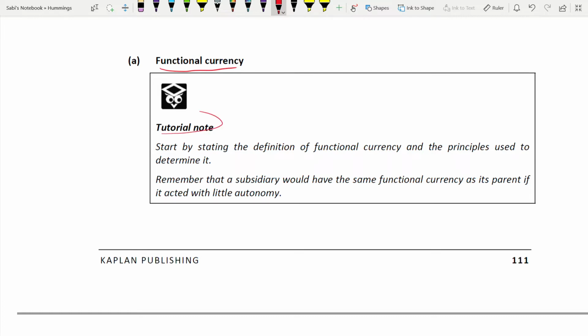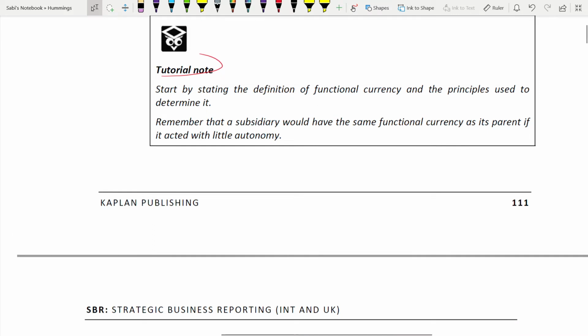This is for your understanding of what they are doing at each step. This is just an explanation, you don't have to write it in your answer, it's not required. If you see the tutorial note, you first have to start with the definition of functional currency. This is your starting point. You should know what your starting point is, what you're going to write in the middle, and how you are going to conclude.